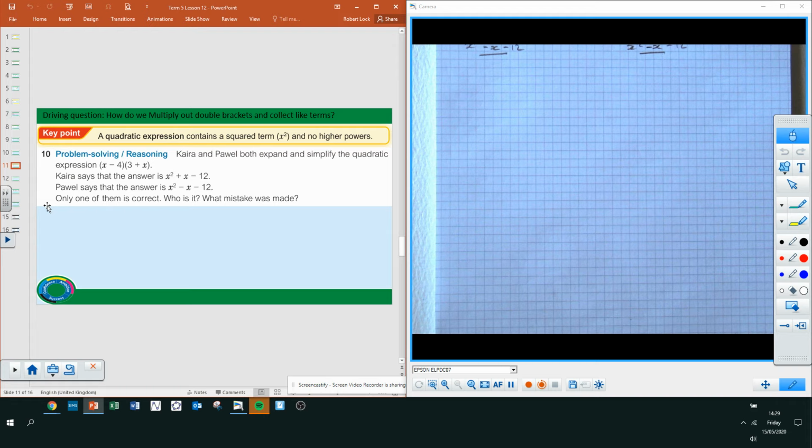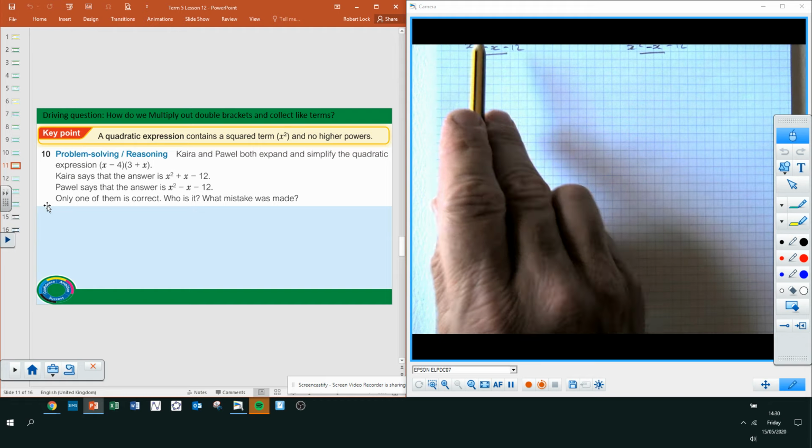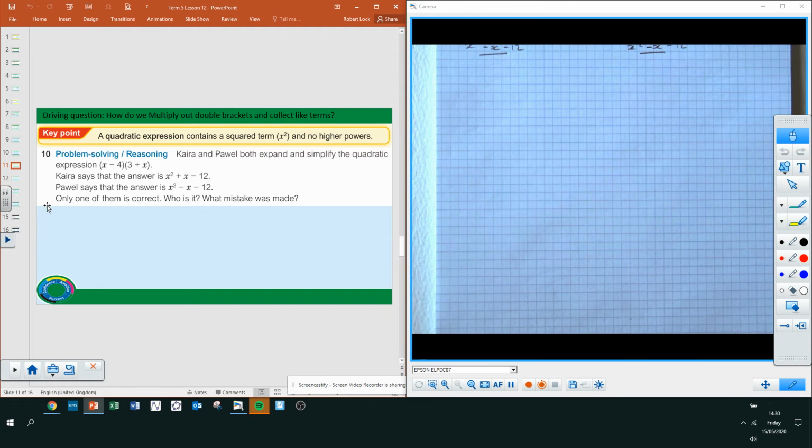So, who got it wrong? What was it, Kira? x squared plus x? No, she put a positive. Somewhere along the line, she put a positive. So, Powell has the right answer. She put a positive when it was a negative. Maybe it's here that she got mixed up, or here. You've got to be careful with your negative numbers and your positive numbers.